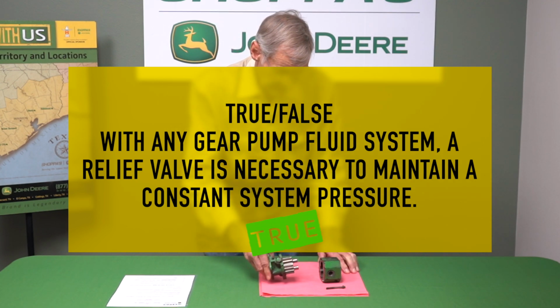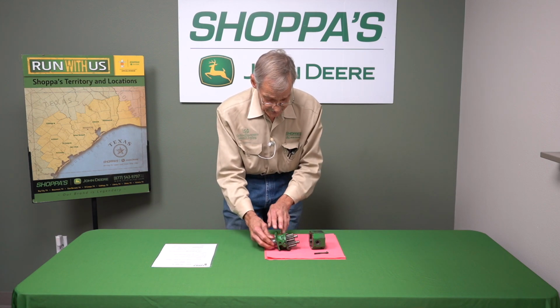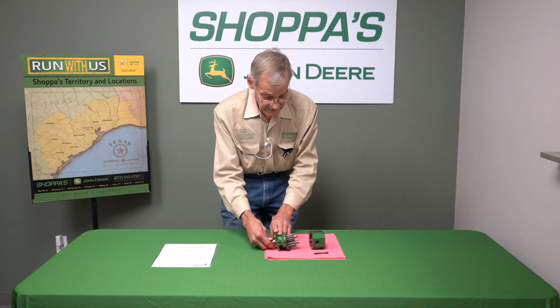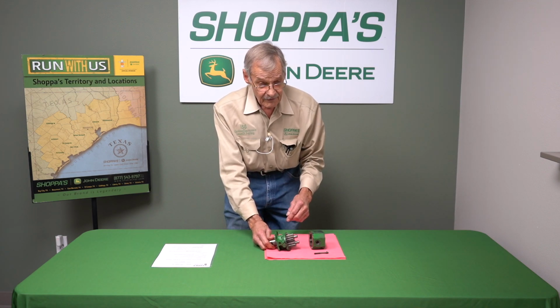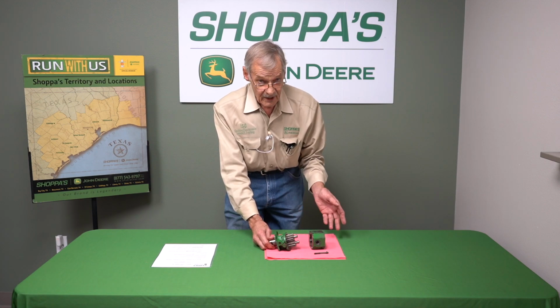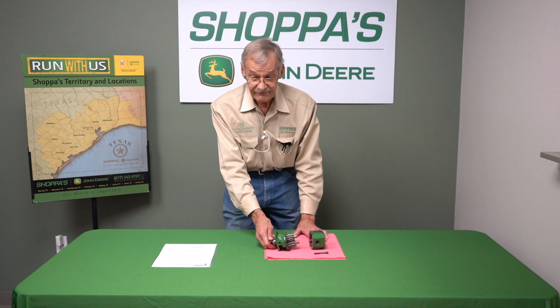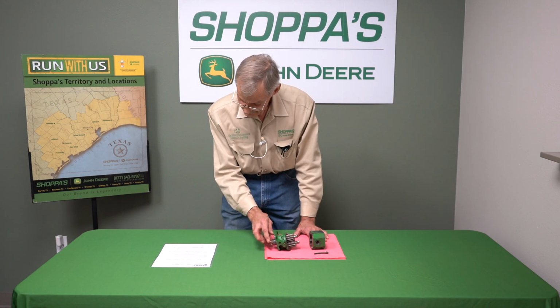That's true. If you didn't have a relief valve built into the system and we're pumping oil constantly, we're going to increase pressure higher and higher until something ruptures, something breaks. So we've got to have some type of relief in the system to maintain a specific pressure.